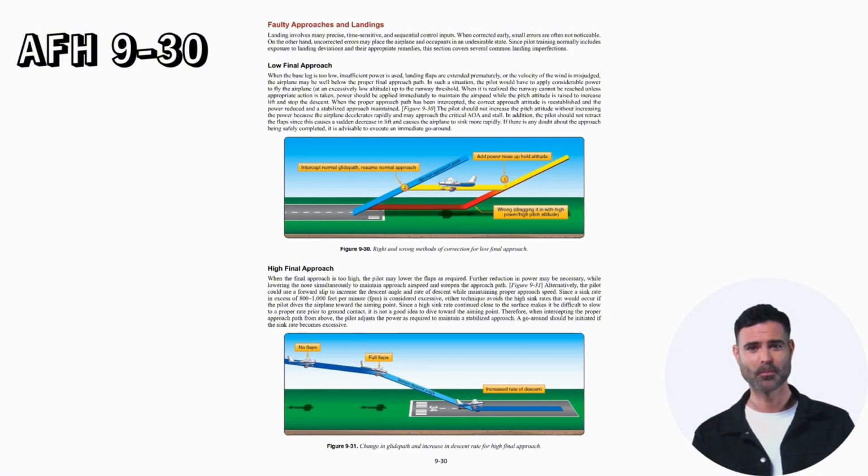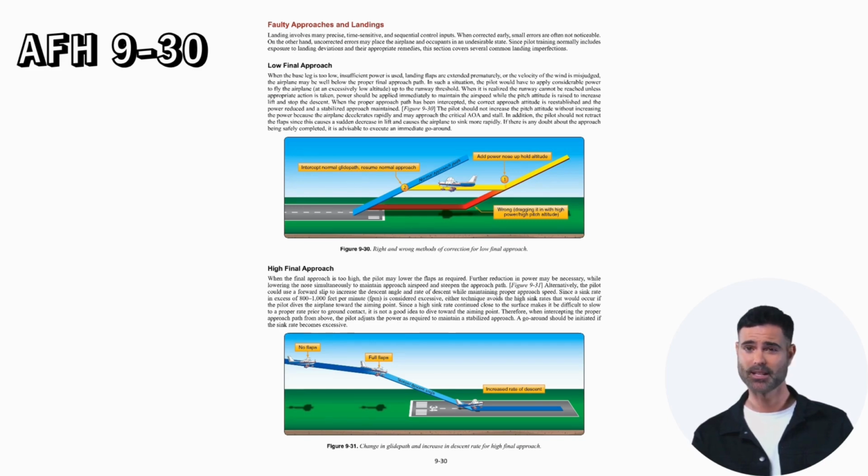High final approach. When the final approach is too high, the pilot may lower the flaps as required. Further reduction in power may be necessary, while lowering the nose simultaneously to maintain approach airspeed and steepen the approach path. Alternatively, the pilot could use a forward slip to increase the descent angle and rate of descent while maintaining proper approach speed. Since a sink rate in excess of 800 to 1,000 feet per minute (FPM) is considered excessive, either technique avoids the high sink rates that would occur if the pilot dives the airplane toward the aiming point.